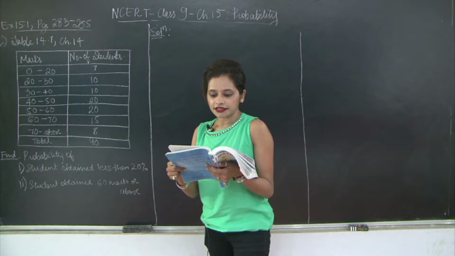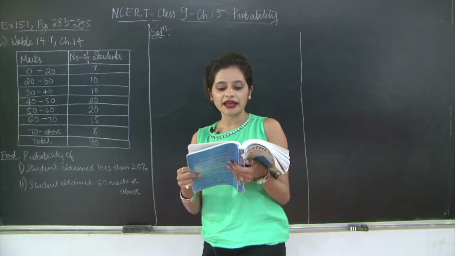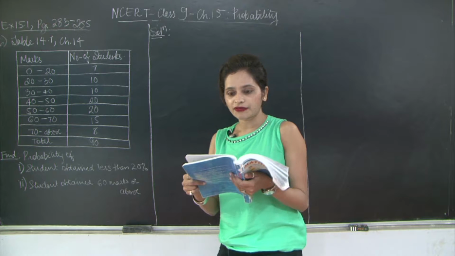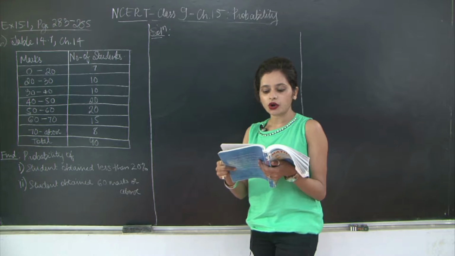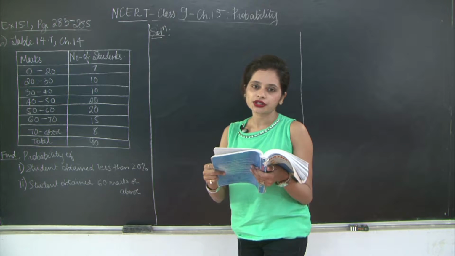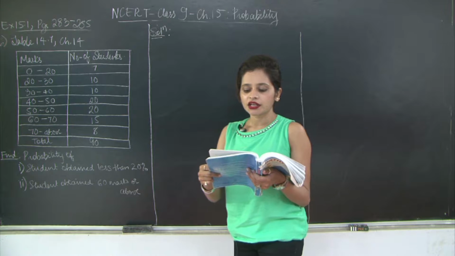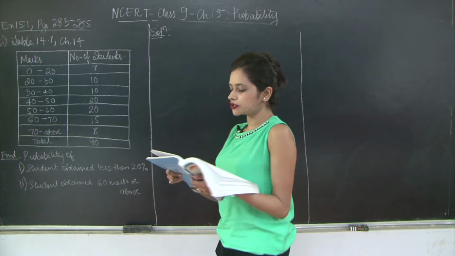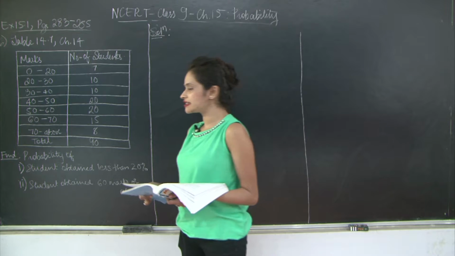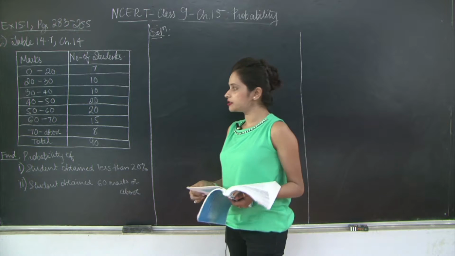It states that a teacher wanted to analyze the performance of two sections of students in a mathematics test of 100 marks. Looking at their performances, she found that few students got under 20 marks and a few got 70 marks or above. So she decided to group them in intervals of varying sizes as follows: 0 to 20, 20 to 30, 30 to 40, 40 to 50, 50 to 60, 60 to 70, 70 and above. Then she formed this table.